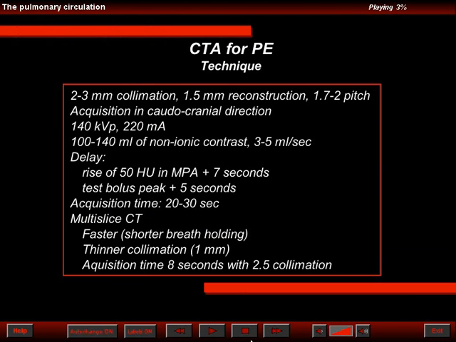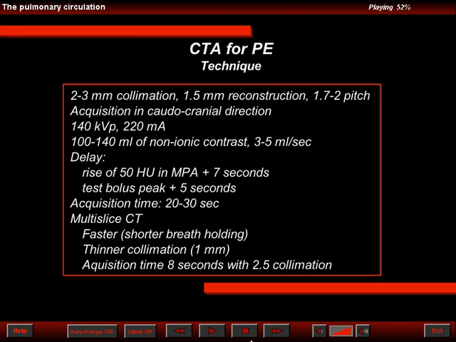The technique for CT angiography when studying pulmonary emboli consists of a 2 to 3 millimeter collimation, 1.5 millimeter reconstruction, and 1.7 to 2 pitch. Acquisition is obtained in a caudocranial direction. The technical factors are 140 kVp, 220 mA, and 100 milliliters of a non-ionic contrast material is injected into a peripheral vein at a rate of 3 to 5 milliliters per second.